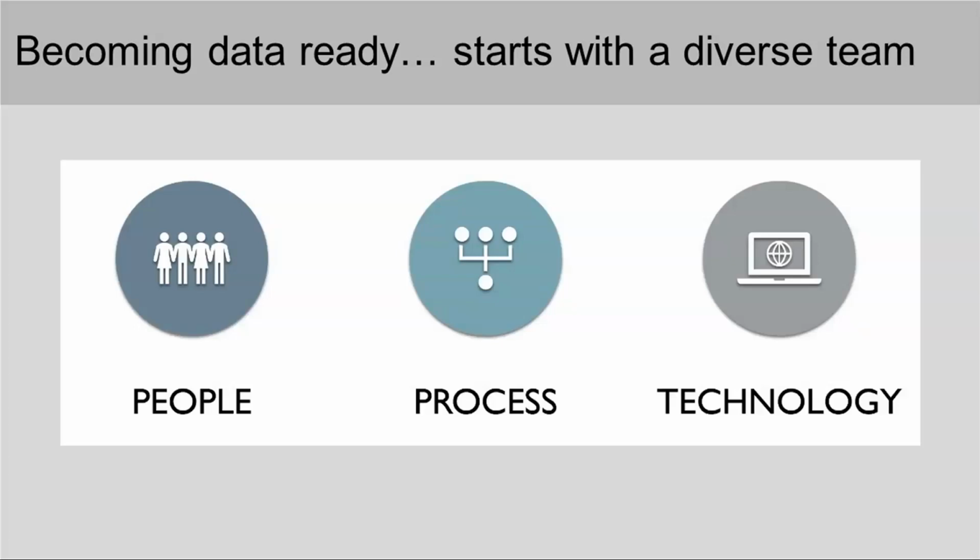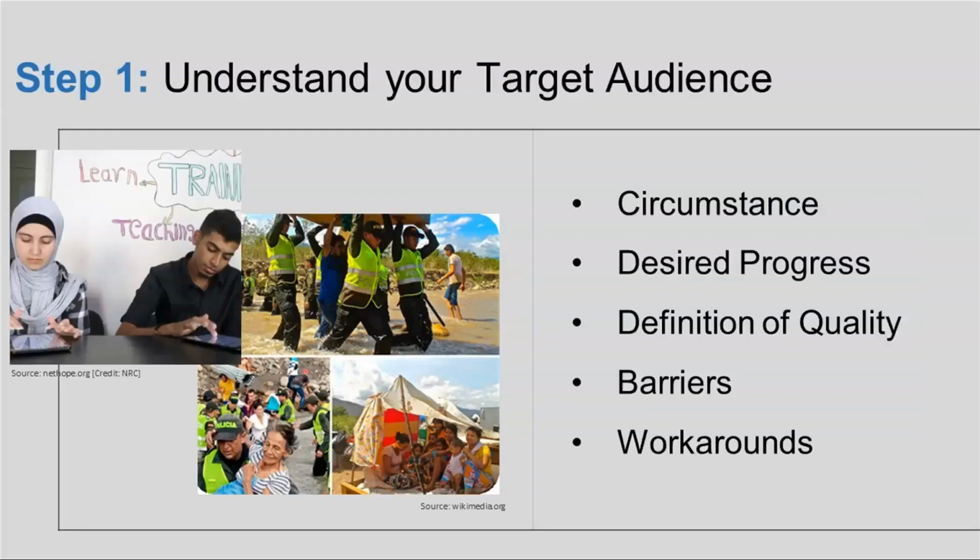Equally important are the process and the technologies that you use to deliver AI. One size doesn't fit all. And in the next few slides, I'd like to show you a 4-step process that can help you get data ready. Keep those questions coming. Step 1, always start with your audience and try to understand them across 5 main dimensions. What is their circumstance, their desired progress, their definition of quality, and what are the barriers and workarounds that they have in place to achieve their outcomes?